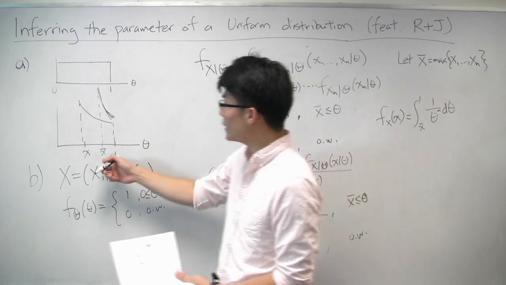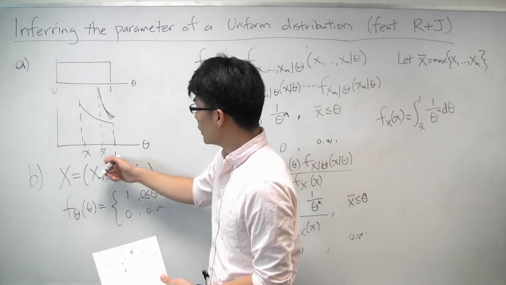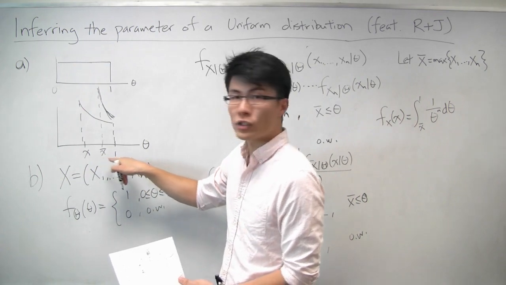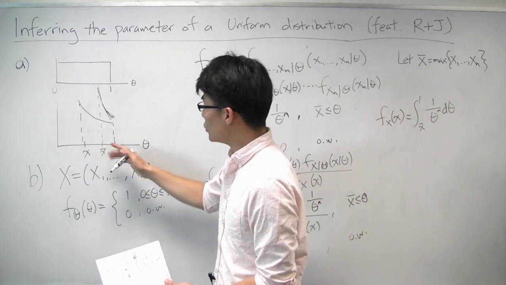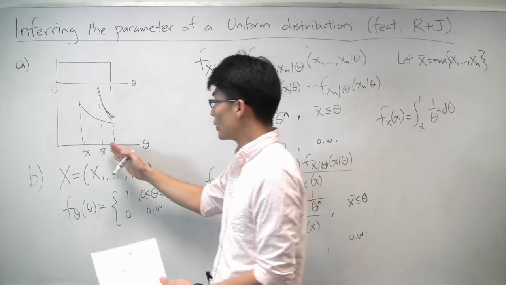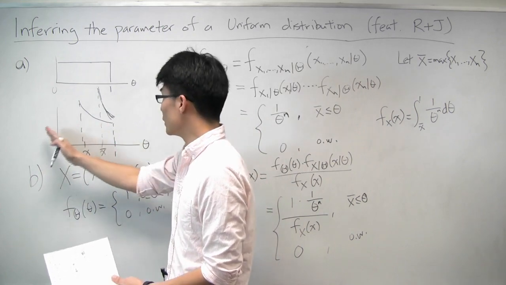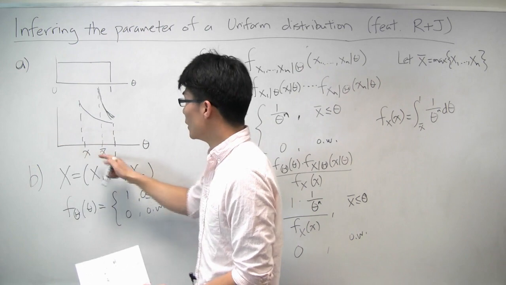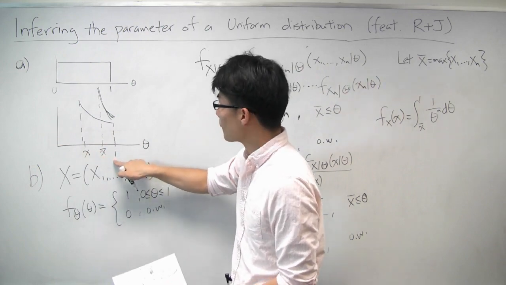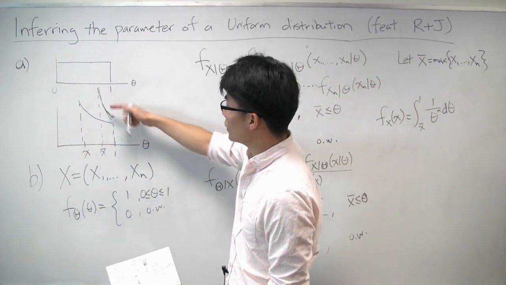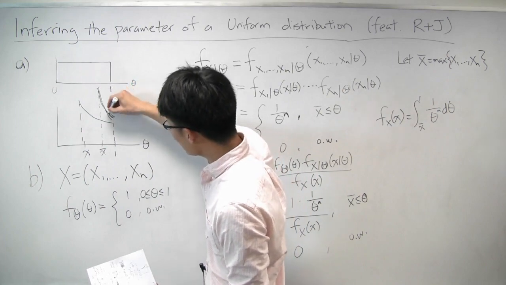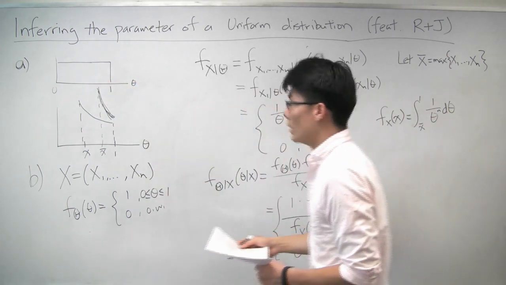And so with more data, you're more sure of the range that theta can take on, because each data point eliminates parts of the range of theta that theta can't be. And so you're left with just x bar to 1. And you're also more certain. So you have this kind of distribution.